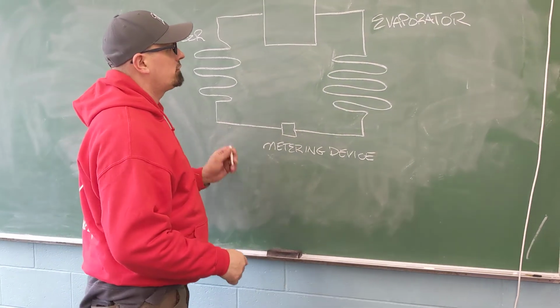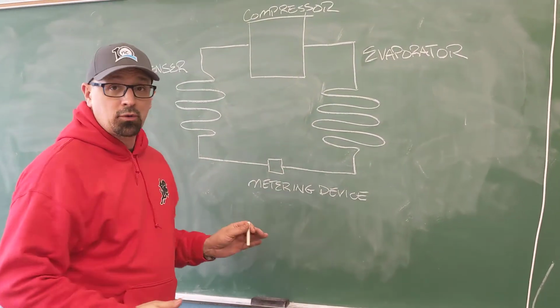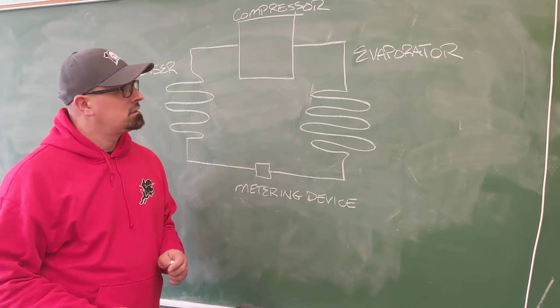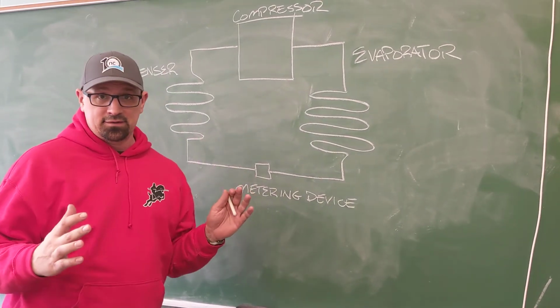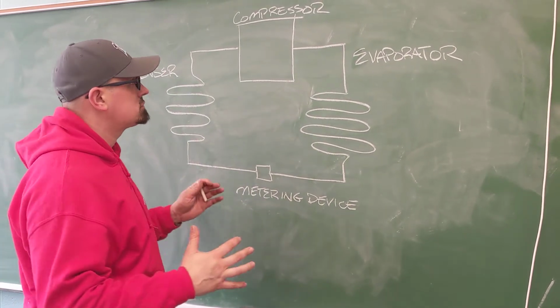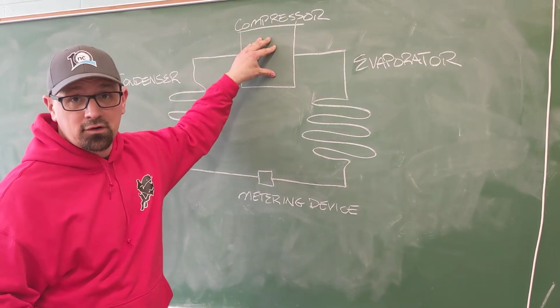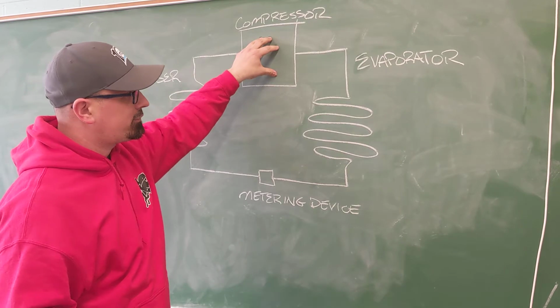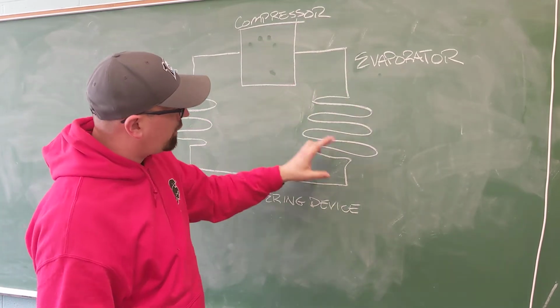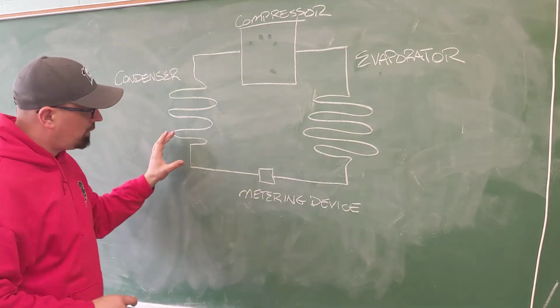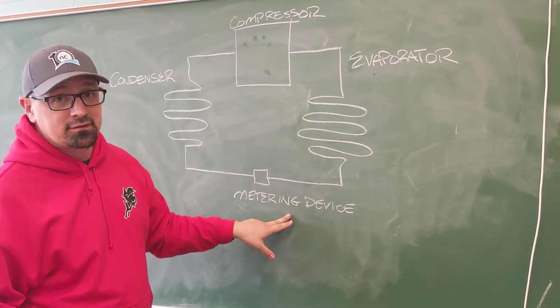All right, what we're going to go over here is just the basic four components of an air conditioning system. Every air conditioning system, no matter how complex, usually has these four main components. A compressor, which is known as the heart of the system. It's what pumps your refrigerant. An evaporator coil, a condenser coil, and a metering device.